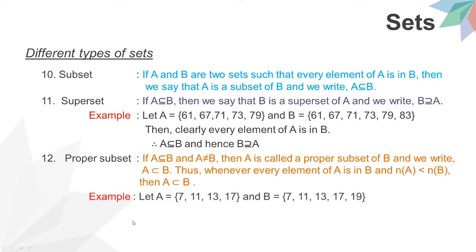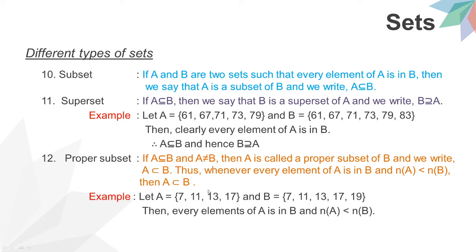See, let's see the example here. Same thing, but here I have changed the numbers. See, here 19 is extra. Other things are the same. Now every element of A is in B and n of A is less than n of B. So be careful here. Proper subset, superset, subset, all are related. But in the definition, what is the difference? See, subset, this is a question. In the subset, the 19 is extra. So 7, 11, 13, 17, this is a subset.